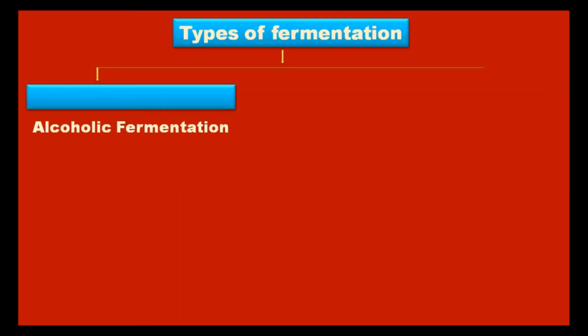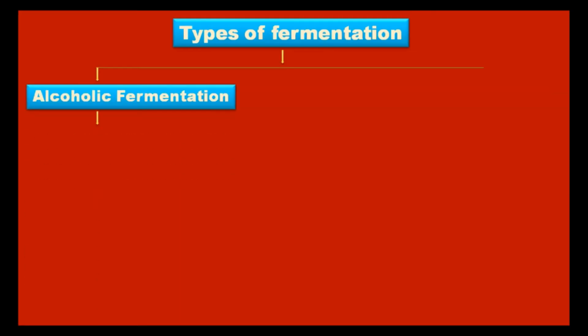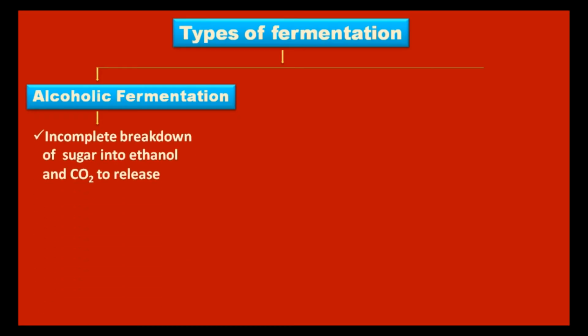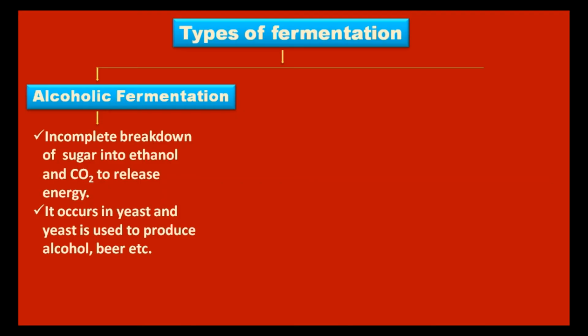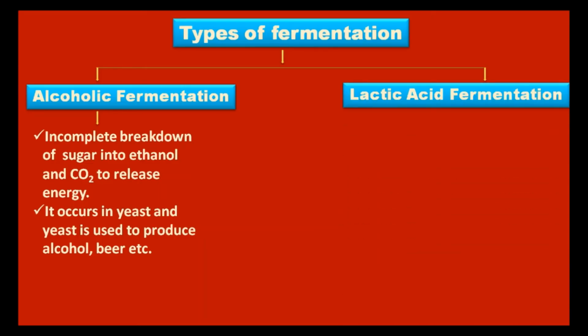There are two types of fermentation. First is alcoholic fermentation. An incomplete breakdown of sugar into ethanol and carbon dioxide to release energy is called alcoholic fermentation. This process occurs mainly in yeast, which is used to produce beer, wine, toddy, cheese, etc. by brewing. The second one is lactic acid fermentation.